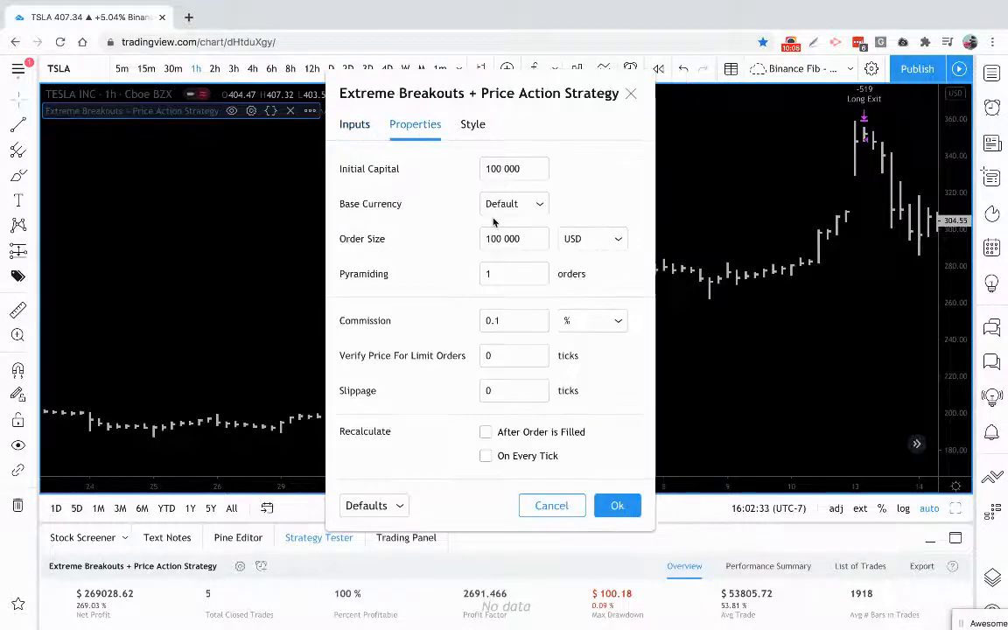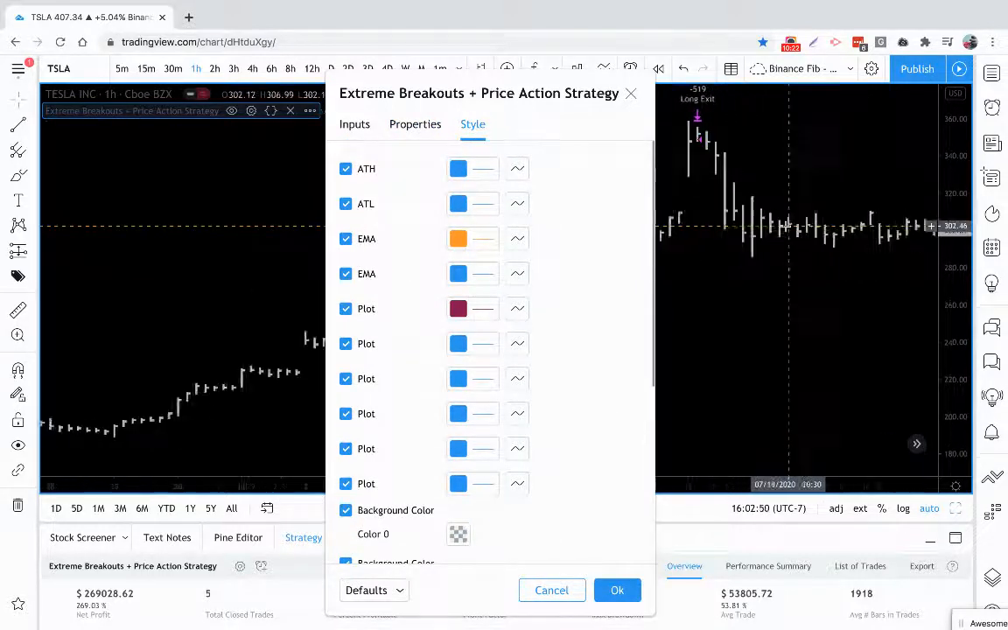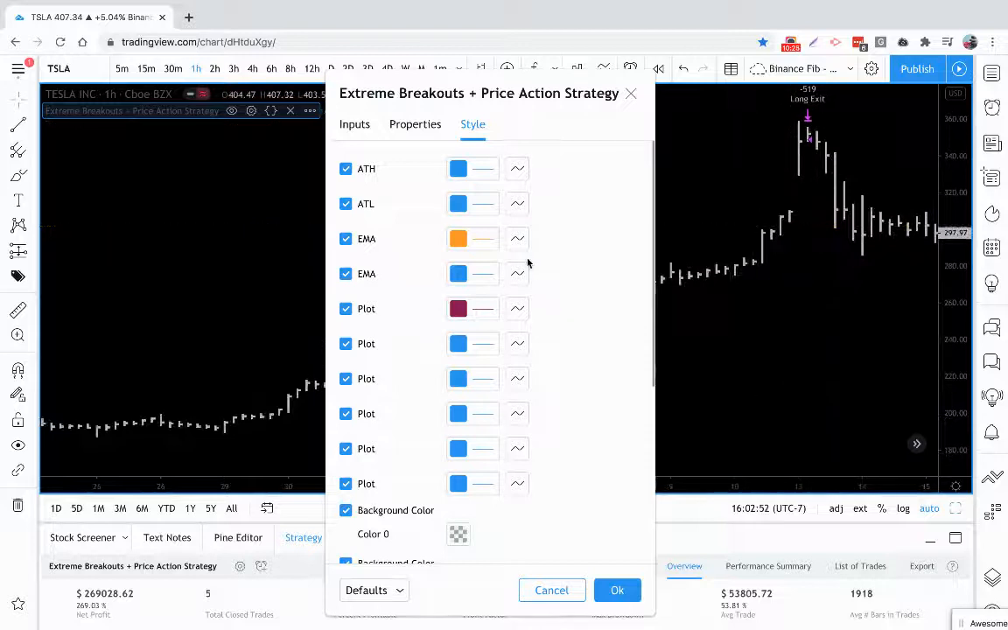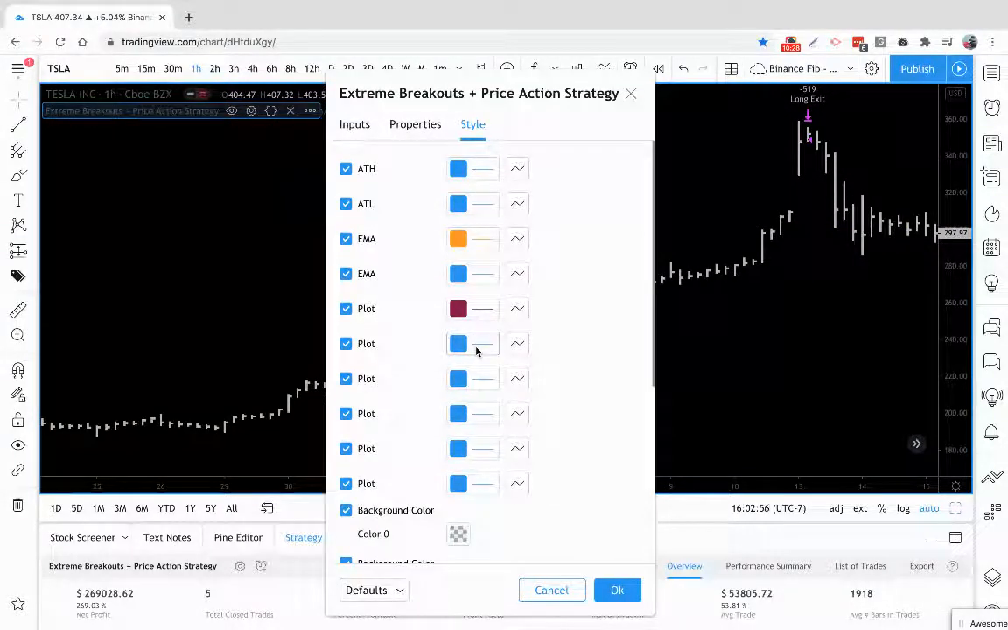We also have a properties tab to set your capital if you want to set your amount of money you're trading with, your order size, whether you want to compound or not. You can put that in there. Your pyramiding, your commissions for the market, slippage. And then you have full control over the colors of how things appear in the chart. Your trade entries, exits, what your stop losses look like, and that's all controlled through here.